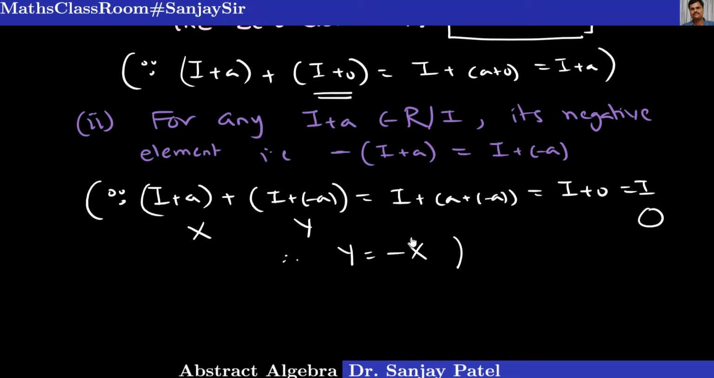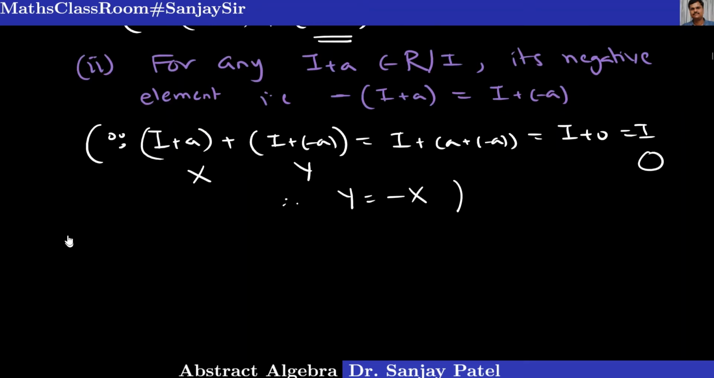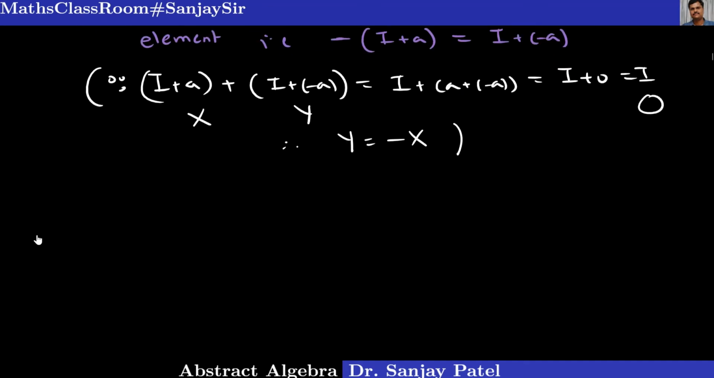So another important remark about the quotient ring. Remember, the quotient ring need not have unity. It depends on the fact that the original ring R has unity, then the quotient ring will also have unity. So that is my third remark.